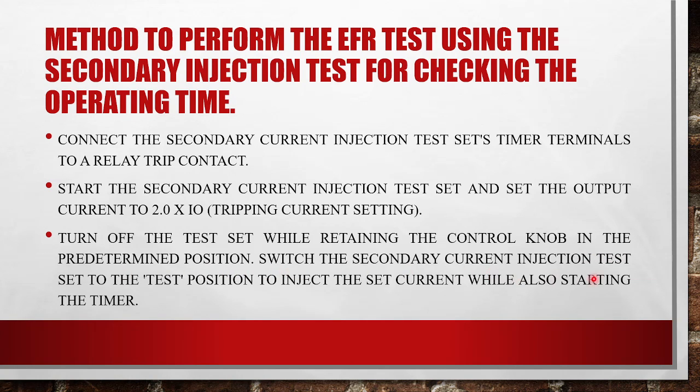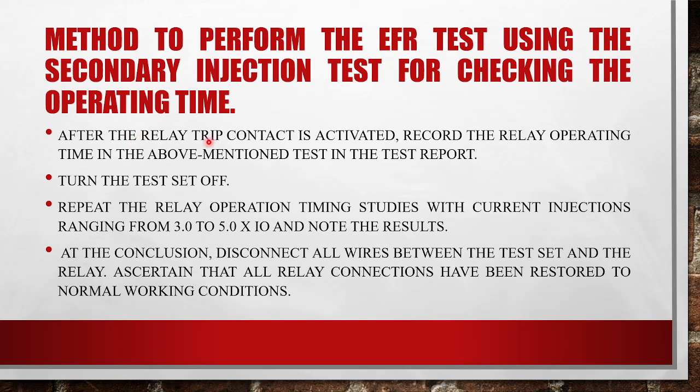Switch the secondary current injection test set to the test position to inject the set current while also starting the timer. After the relay trip contact is activated, record the relay operating time in the test report. Turn the test set off and we repeat the relay operating timing studies with current injection ranging from 3 times to 5 times of I0 and note the results. At the conclusion, disconnect all the wires between the test set and the relay. Ascertain that all relay connections have been restored to normal working condition. That's all my presentation, and thank you.